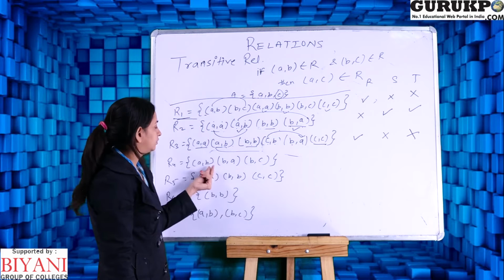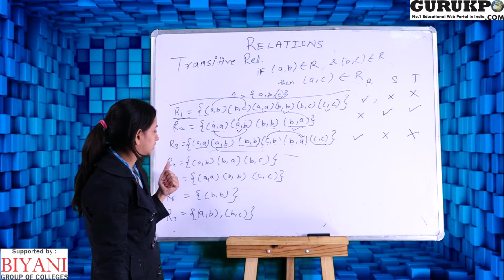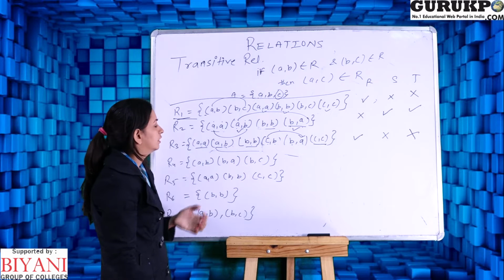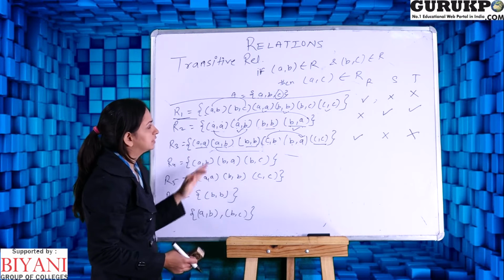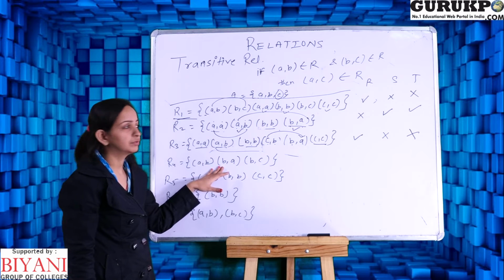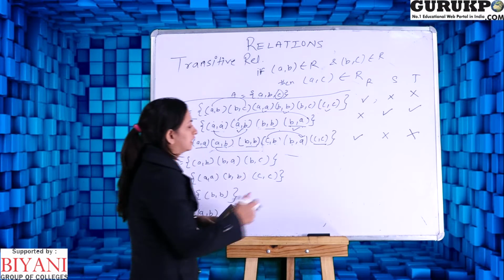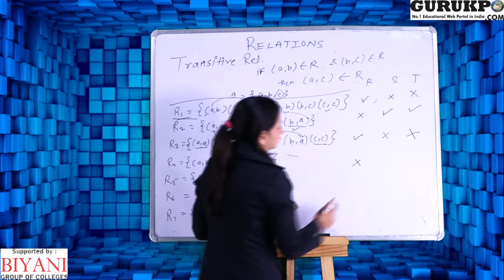Okay. Moving to the next one, the fourth set of relation: AB is here, BA is here and BC is here. Okay. So we can simply say that this is not a reflexive relation, because in a reflexive relation AA, BB and CC must be there.